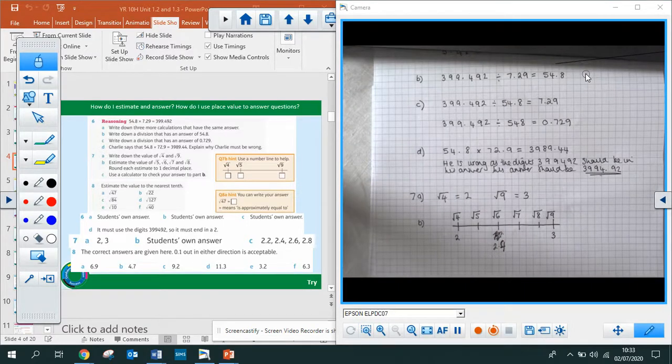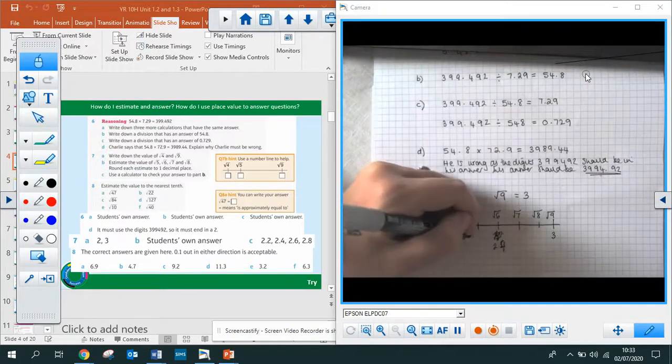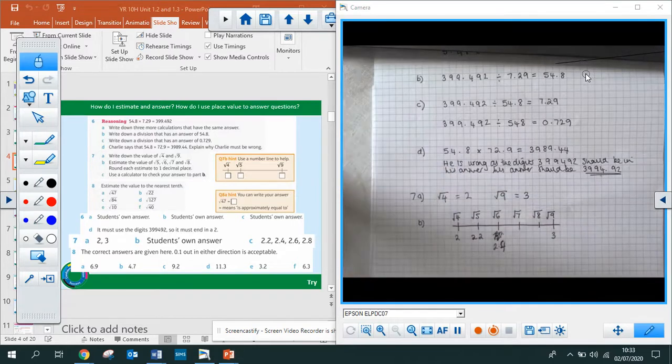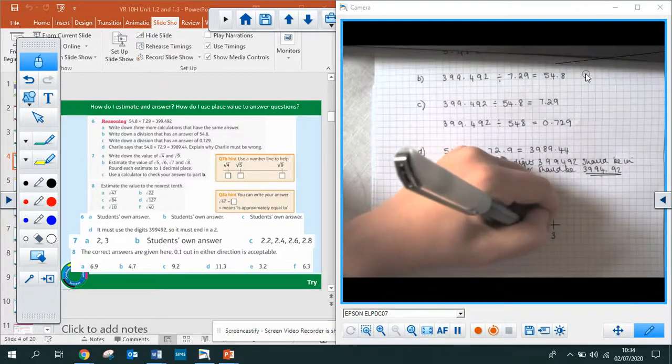Okay, and then the other answers you work out from that. Like I said, you're estimating it, so as long as it's a sensible answer, it's up to you. I'm going to go for about 2.2 for root 5. Root 7 I know is going to be more than 2.4, so maybe 2.6. And then root 8 is going to be between root 7 and root 9, so between 2.6 and 3. So maybe 2.8, because that's just in between. And they're just my estimates to one decimal place.